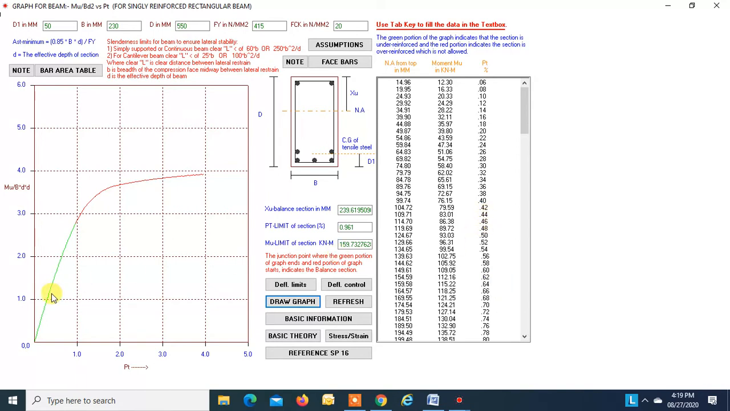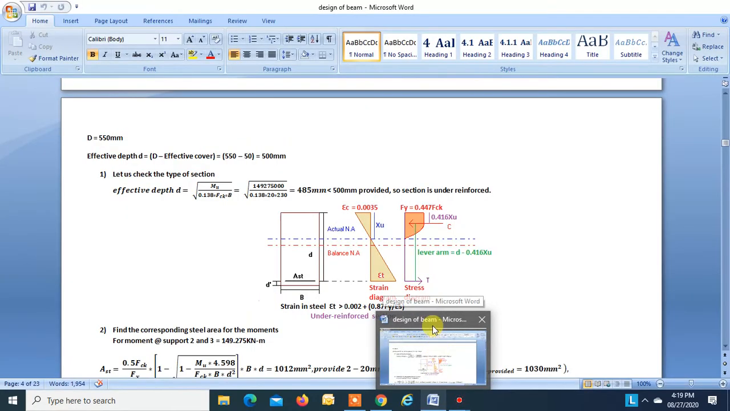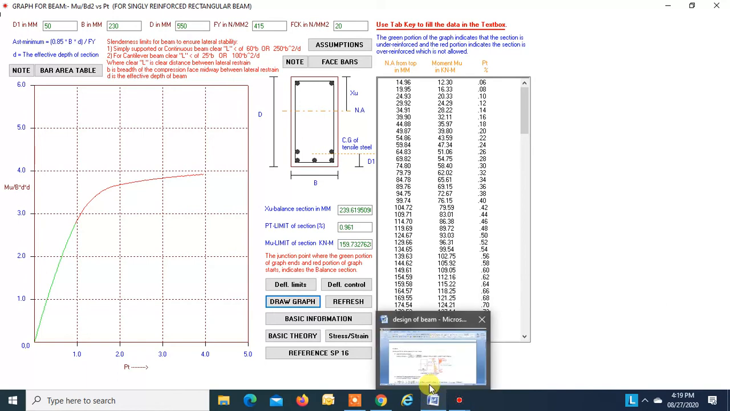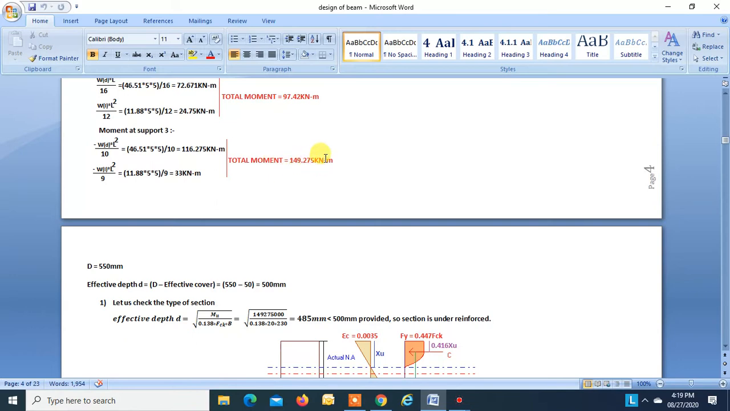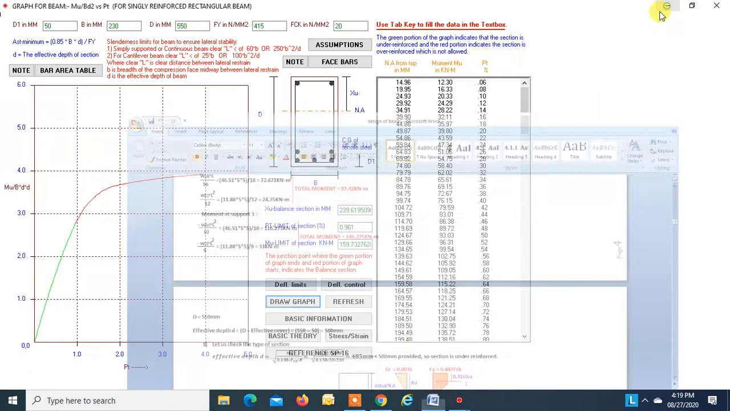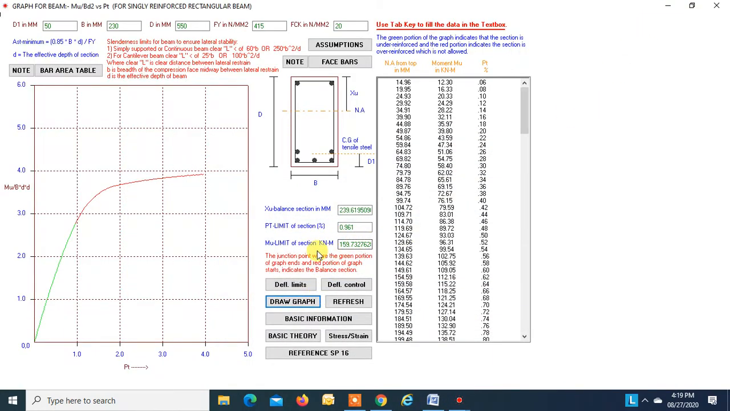We can see from this graph something very interesting: this green line shows the section is under-reinforced. As it turns to red, the section becomes over-reinforced, and this is the balanced section. The details of the balanced section are shown over here. Mu limit is 159.73, right? And our maximum moment is 149.27, which is less than 159. So the section is under-reinforced.